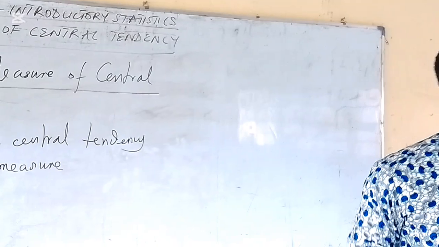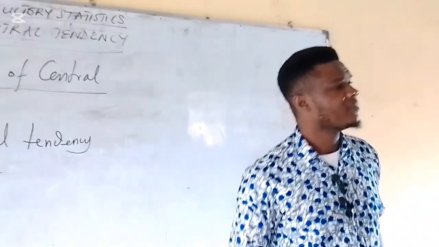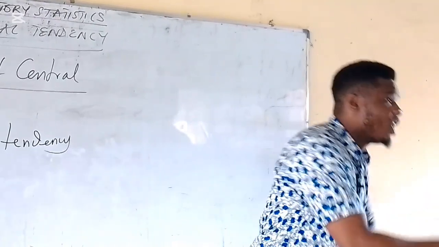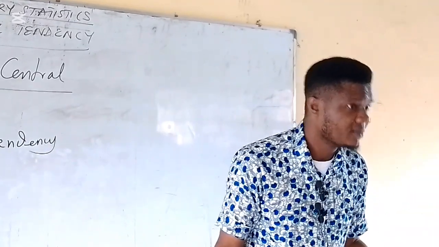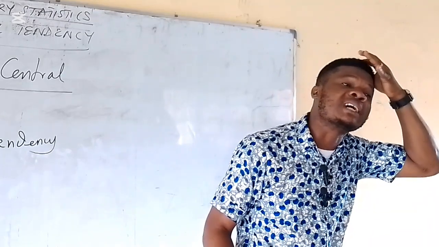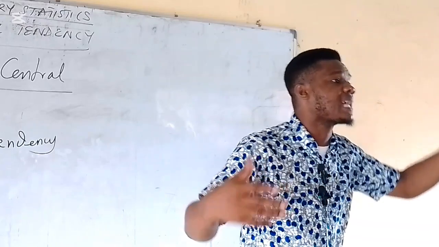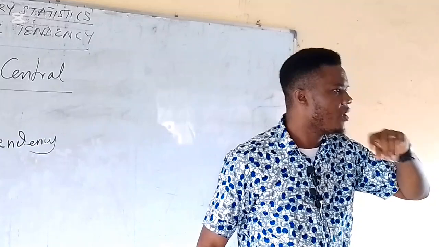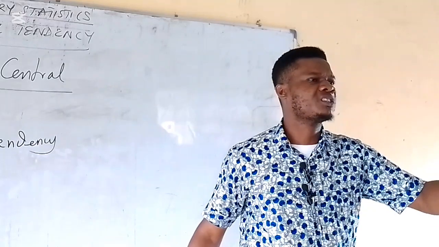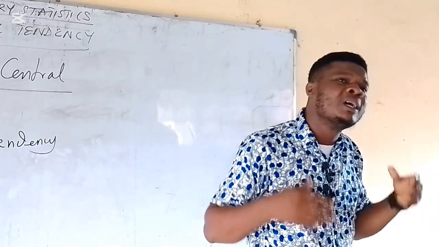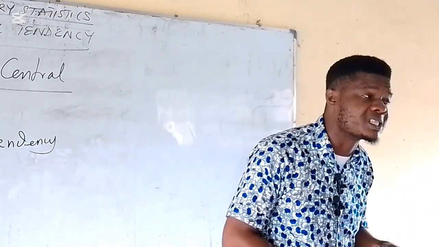Now, please take note of one thing. When we say it is a statistical measure, the definition does not stop there. That is simply because it is not the only statistical measure. A measure of central tendency is a statistical measure. A measure of dispersion is a statistical measure. A measure of skewness and kurtosis is also what? A statistical measure. So what differentiates a measure of central tendency from a measure of dispersion? What differentiates a measure of dispersion from a measure of skewness and kurtosis? That is what makes a measure of central tendency unique.